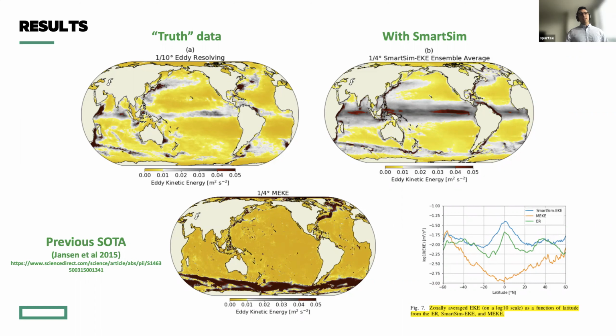And you can see that clearly we are getting a lot closer, even visually, to the 1/10th degree eddy resolving simulation. If you don't like it visually, you can also see that on the graph down there on the bottom, which is zonally averaged on a log 10 scale. The blue line is the SmartSim EKI of eddy kinetic energy on a log 10 scale, zonally averaged. And the ER is the eddy resolving simulation. And so you can see how Meeke kind of falls out right around 0 there, and how we are approaching the eddy resolving simulation values a lot closer.